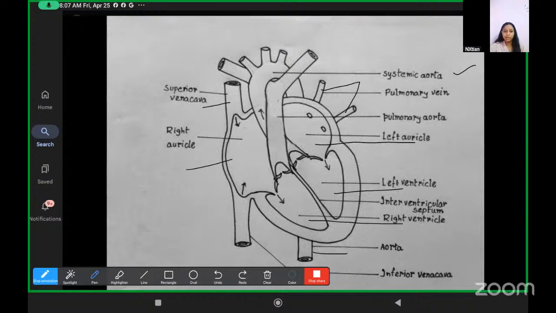Do their locations, do the working of the heart. Importance of the heart. Why is the heart important? Circulatory system, its major function. Do that.